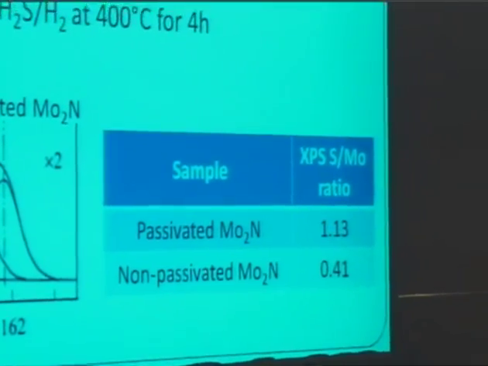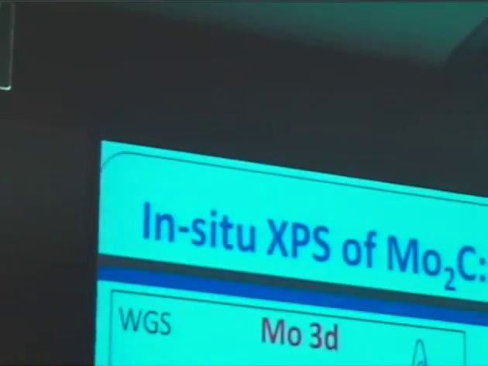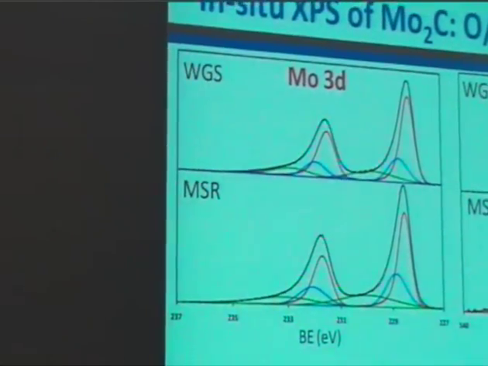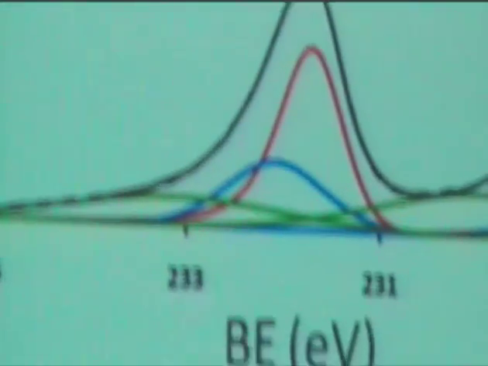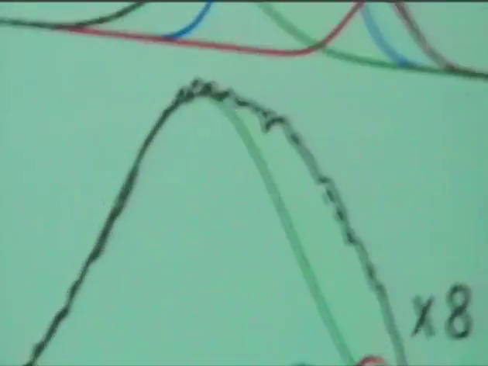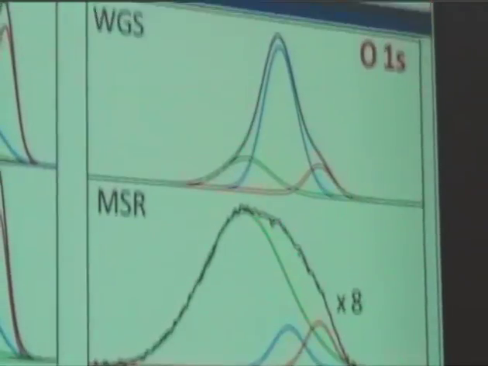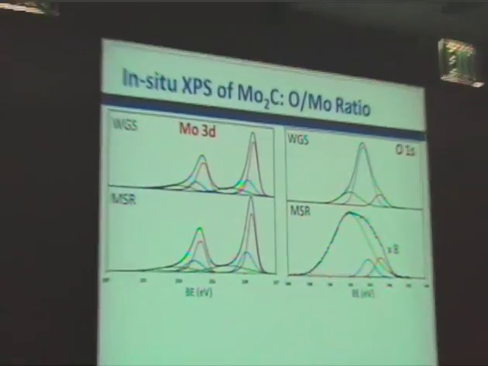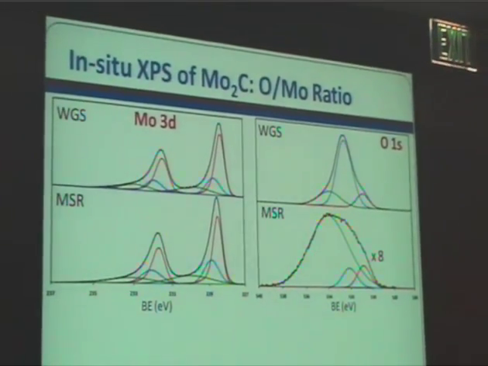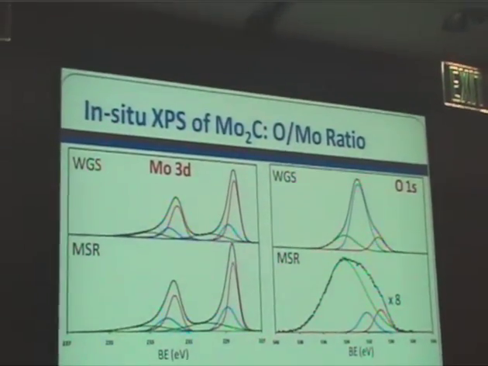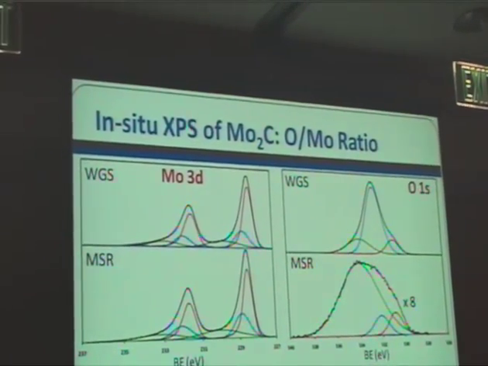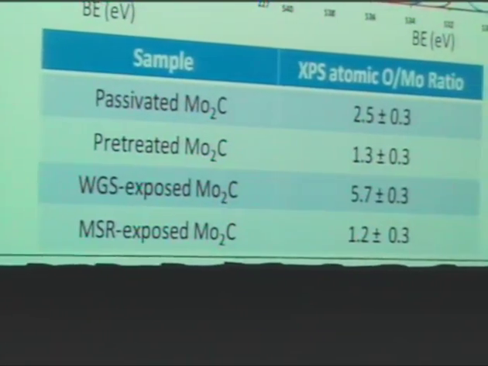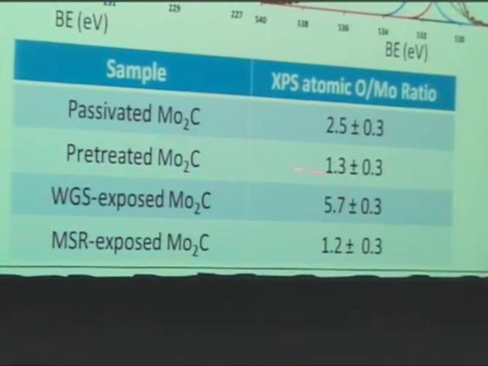To investigate this for our materials, we performed in situ XPS. So we took molybdenum carbide, we took a sample passivated, took a sample pre-treated, and then exposed it to both water gas shift conditions or methanol steam reforming conditions. And the one thing you want to notice is that, to make all these show up, the oxygen signal under steam reforming conditions had to be multiplied by about 8 times to be on the same scale as the oxygen 1s signal for the water gas shift catalyst. And what we see is that the passivated, what I showed you before, passivated 2.5, as you pre-treat, which I showed you reduces the catalyst, you decrease the oxygen to moly ratio.